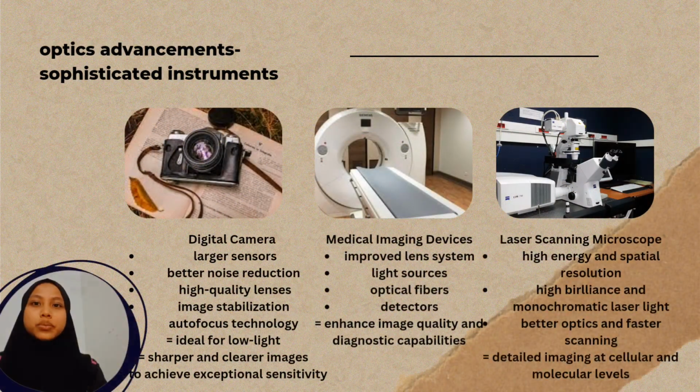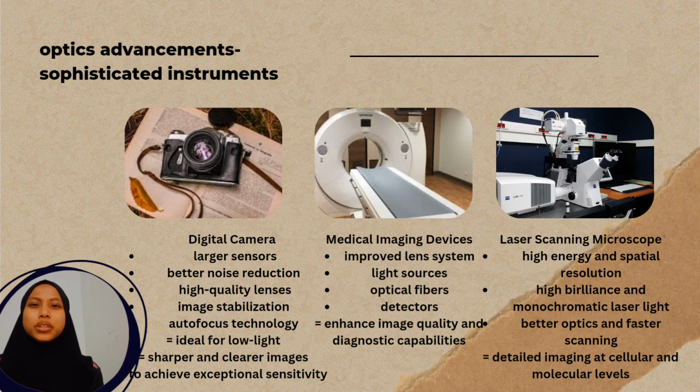Apa kaitan instrumen ni dengan teknologi canggih yang kita ada nowadays? Menggunakan konsep general yang ada pada optical instruments dengan sedikit sebanyak upgrade. Sebagai contoh, here we have digital camera terdiri dari larger sensors, better noise reduction, high quality lenses and autofocus technology membantu fungsi penciptaan digital camera yang menghasilkan sharper and clearer image, ideal for low light and achieve exceptional sensitivity. Tu yang dapatlah kita capture gambar dalam gelap, gambar objek yang sedang bergerak laju dan sebagainya.